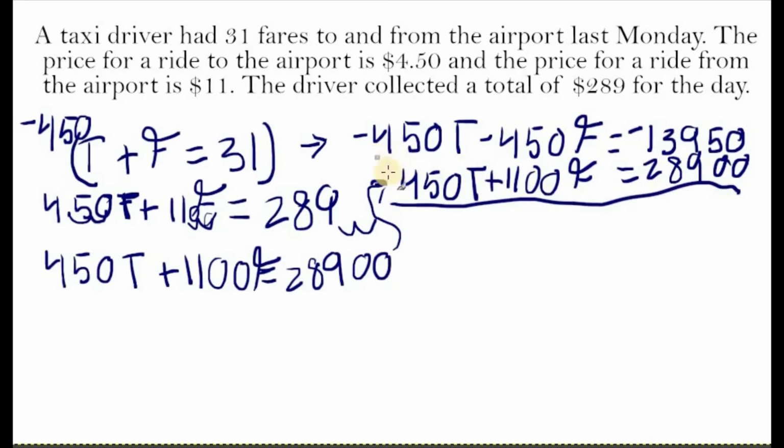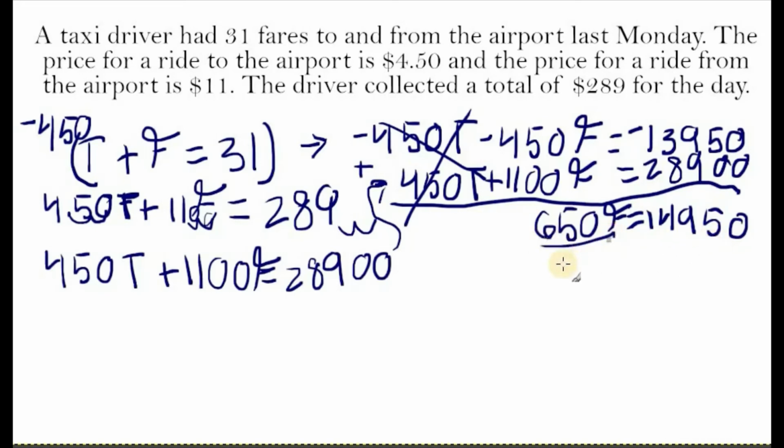And now we're going to eliminate by adding, or combining. Now we're going to put 28900 minus 13950. You're going to get 14950. And then we need the bottom number, 1100 minus 450, and you'll get 650. And the last term over here cancels out.